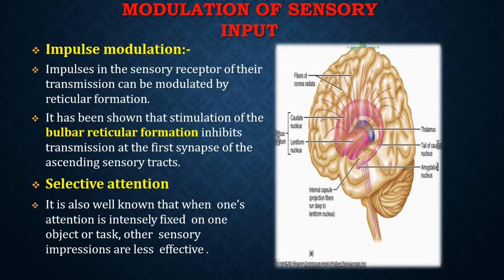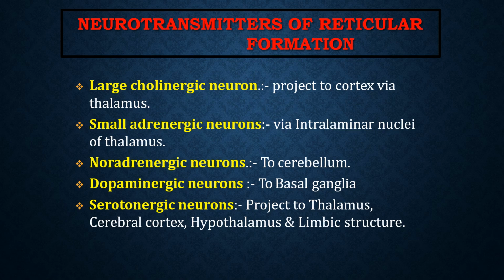Okay, so I hope you understood this selective attention. When you are deeply concentrating on one thing, your mind will not receive other sensory impressions which are less effective. Okay, neurotransmitters of reticular formation: large cholinergic neurons project to cortex via thalamus, and small adrenergic neurons via intralaminar nuclei of thalamus, and noradrenergic neurons to cerebellum, dopaminergic to basal ganglia, serotonergic project to thalamus, cerebral cortex, hypothalamus and limbic structures.